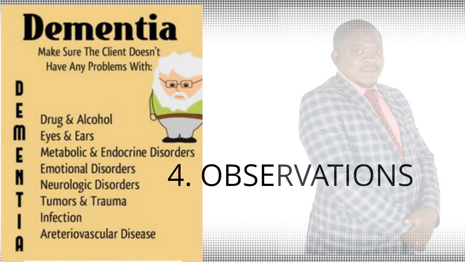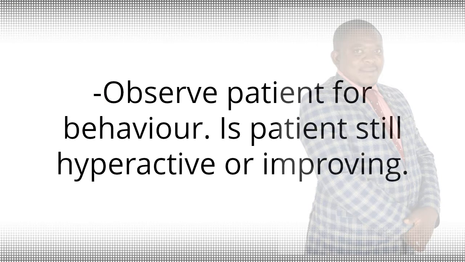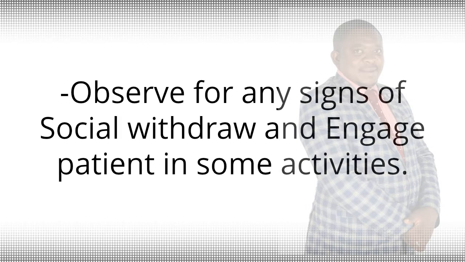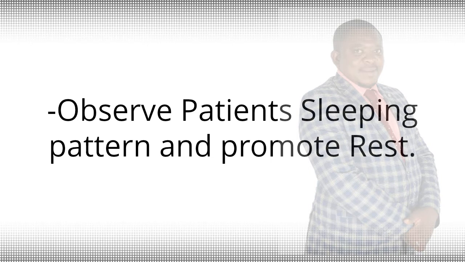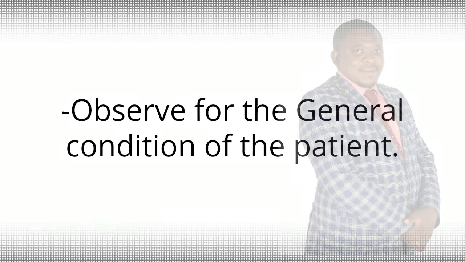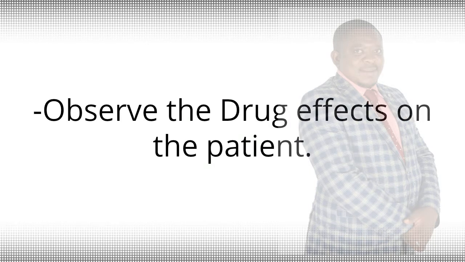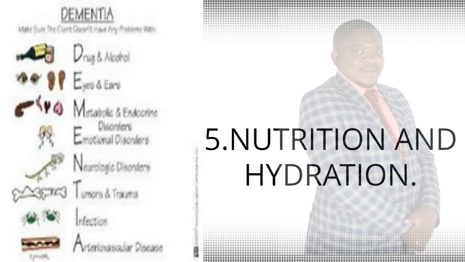4. Observations. Observe patient for behavior. Is patient still hyperactive or improving? Observe the feeding pattern and if poor, prepare meals for the patient. Observe for any signs of social withdrawal and engage patient in some activities. Observe patient's sleeping pattern and promote rest. Observe for the general condition of the patient. Observe for hallucinations and act accordingly. Observe the drug effects on the patient.